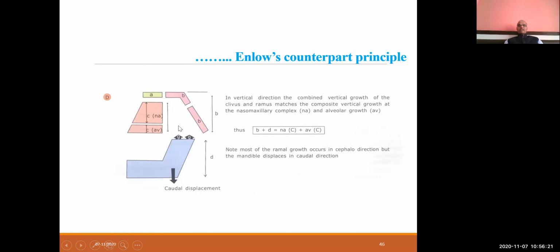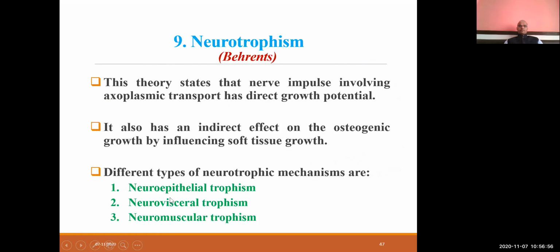Here in the vertical direction, the combined vertical growth of the clivus of the sphenoid bone and ramus matches the composite vertical growth at the mesomegaly complex here and the alveolar bone. And note that most of the ramal growth here occurs in cephalic direction, but the mandible displaces in caudal direction. Here growth occurs at the head of the condyle and displaces the mandible downward.